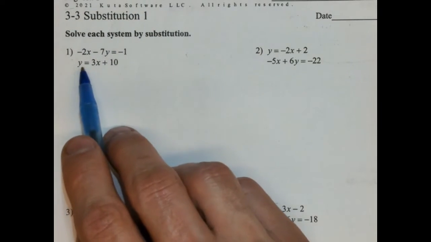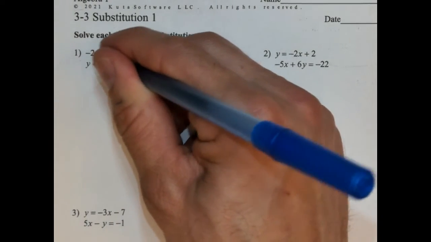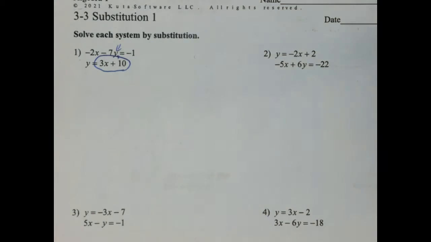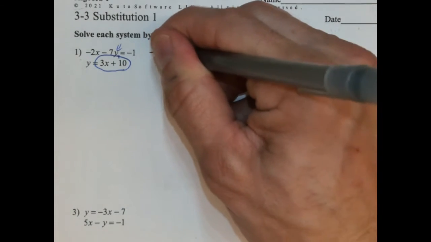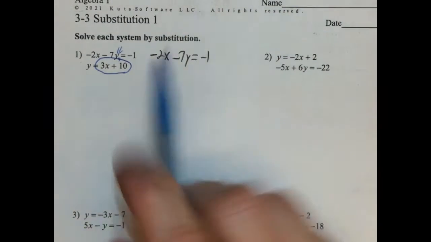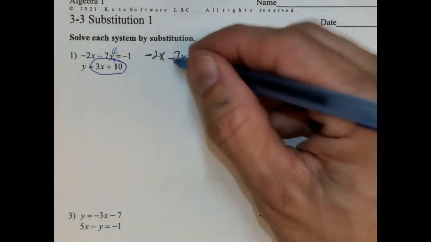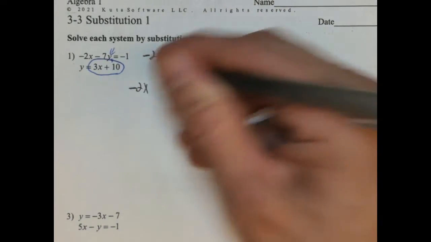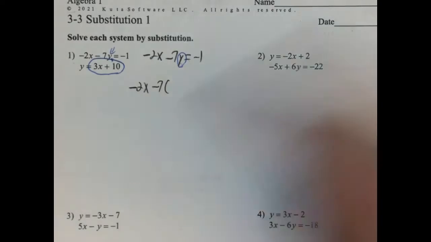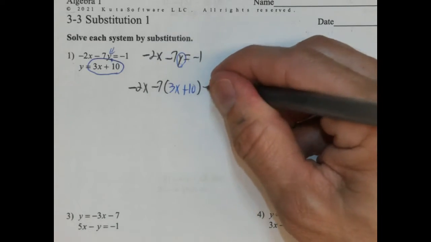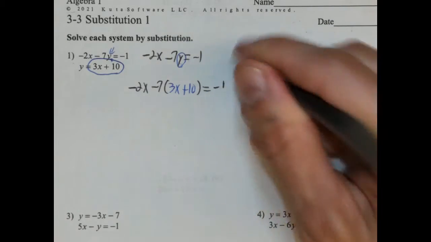So you can see y is by itself. So we're going to take this expression 3x plus 10 and plug it in for y right here. Okay. So let me rewrite that top equation. Negative 2x minus 7y equals negative 1. And now we're going to take this expression, and because it's equal to y, we're going to plug it in right there. So we're going to write negative 2x minus 7, parentheses, and then we're going to put 3x plus 10 equals negative 1. And then we just solve for x.